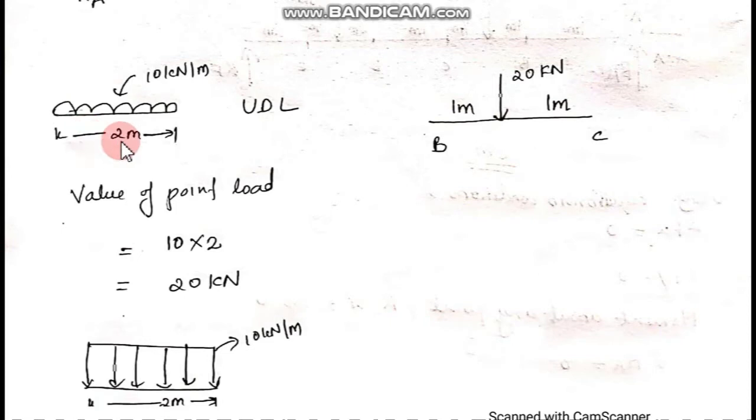This UDL can also be represented this way, like a rectangle. It shows it's a uniform load here. The value of all these arrows is 10 and it's acting over a length of 2. It's one and the same. Or else, instead of taking 10 kilonewton per meter, that is 10 into 2 as we did here, you can take the area of the rectangle. The height is 10 and the length is 2. So 10 into 2, 20. It can be said that way also.